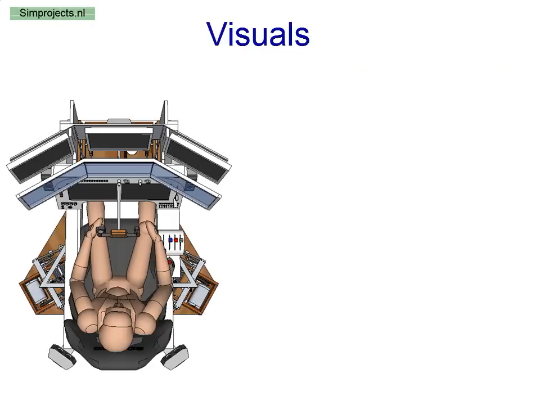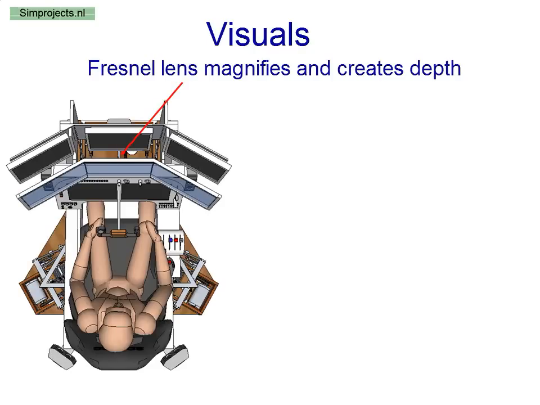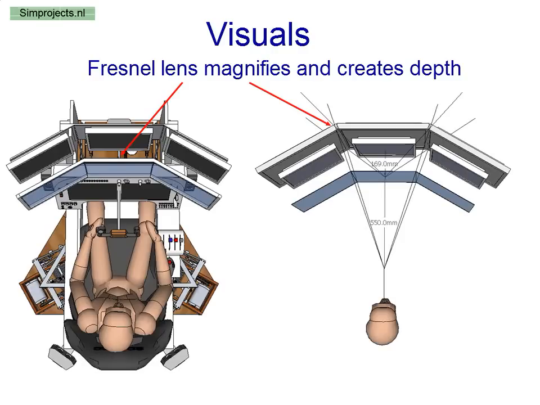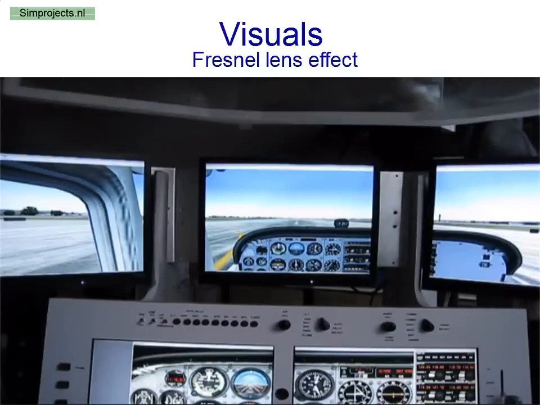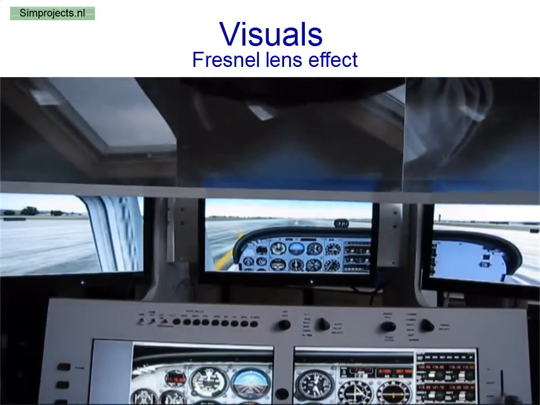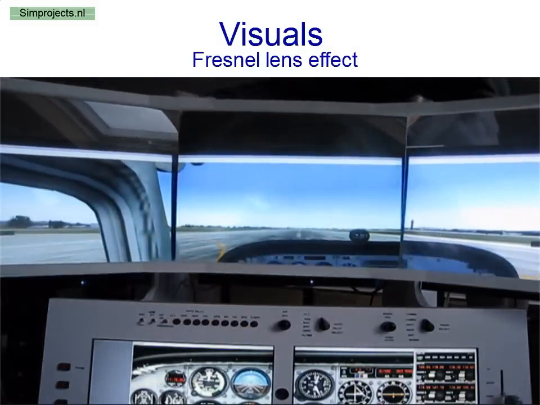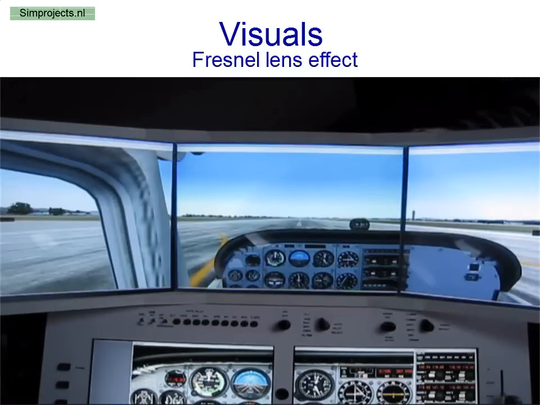For the scenery, I use 3 17-inch LCD screens, each one having a Fresnel lens in front of it. The Fresnel lens will magnify the screen, turning a 17-inch into a 24-inch screen. But it will also make the screens look further away, creating a sense of depth. This clip shows you before and after adding Fresnel lenses. If you place the lenses correctly, the screens will blend together.